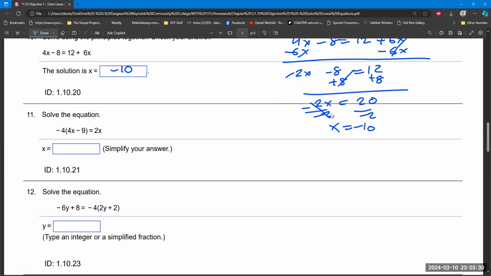When we use the distributive property here, -16x plus 36 is equal to 2x. Let's add 16x to both sides and get that 36 is equal to 18x. When we divide by 18, x is going to be equal to 2.